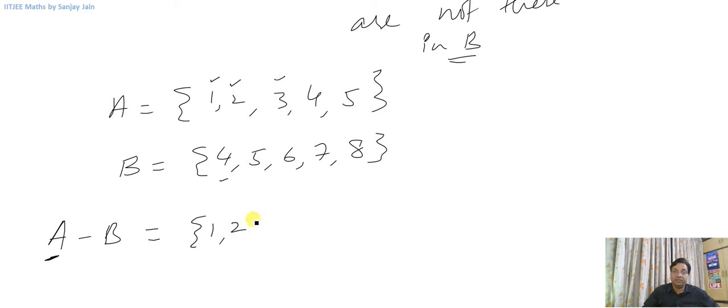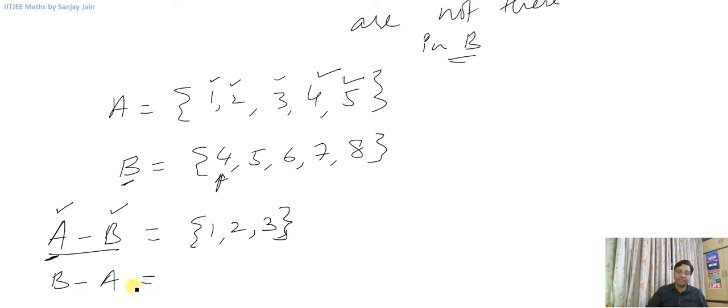What about 3? 3 is there in A but not in B, so it is also acceptable. 4 is there in A but it is also present in B, so 4 will not be taken. 5 is present in A but it is also present in B, so that will also not be taken. Hence this is my answer for A minus B. What about B minus A? Now I need all the elements that are there in B but not in A.